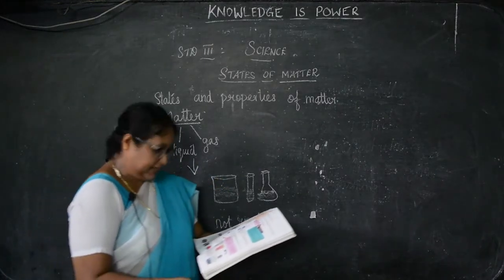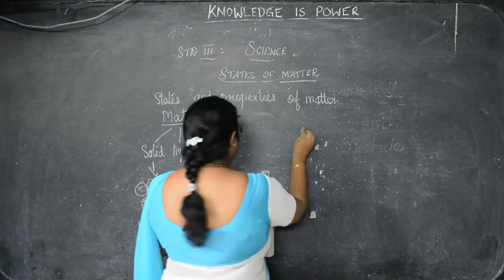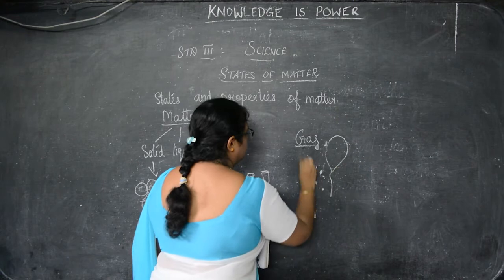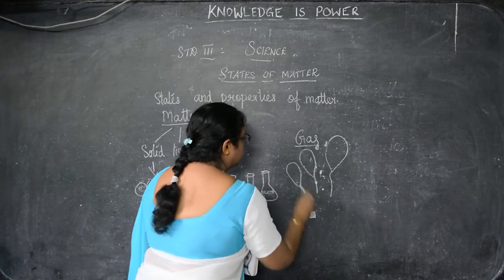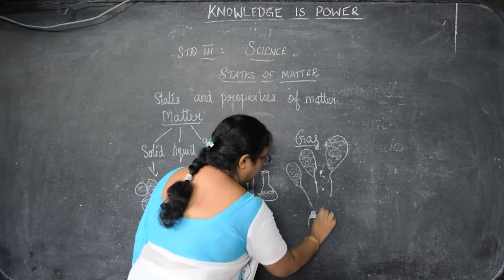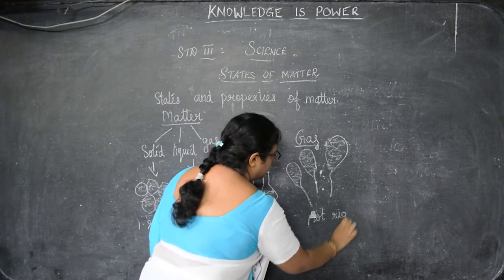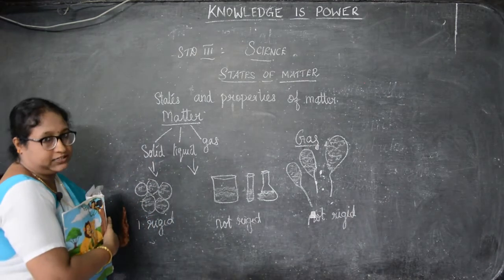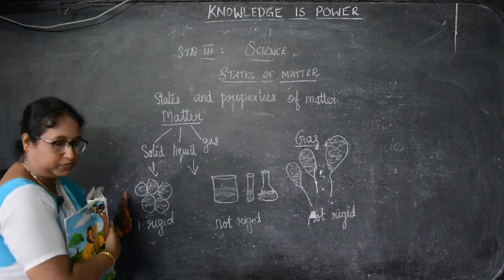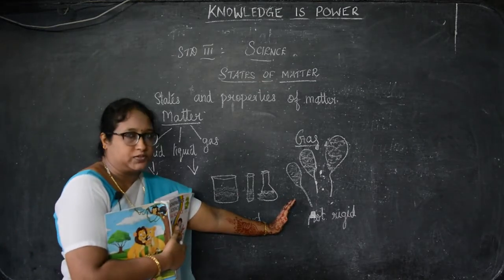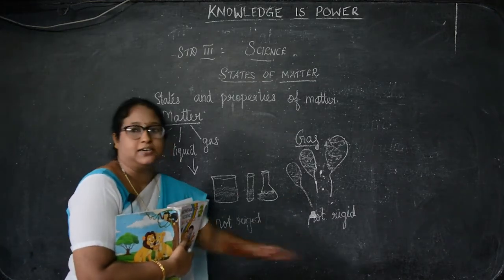Then next gas. These are the balloons, so they are also not rigid. So first I said solid is rigid, kadinamanadaga irukum. Next, liquid and gas are not rigid. Gas is not rigid.